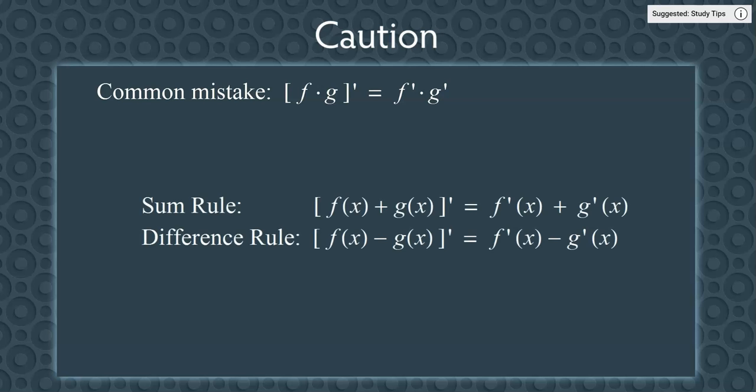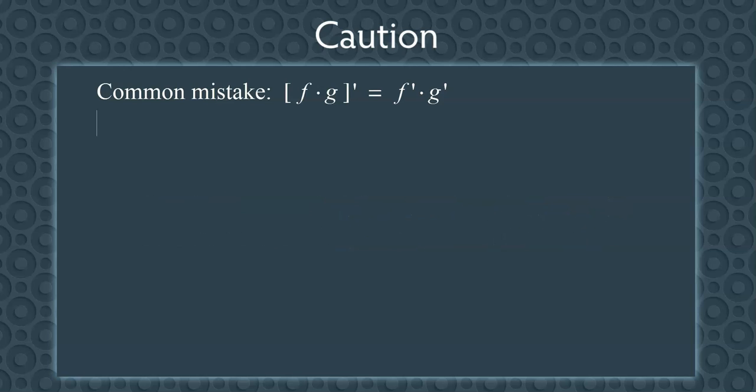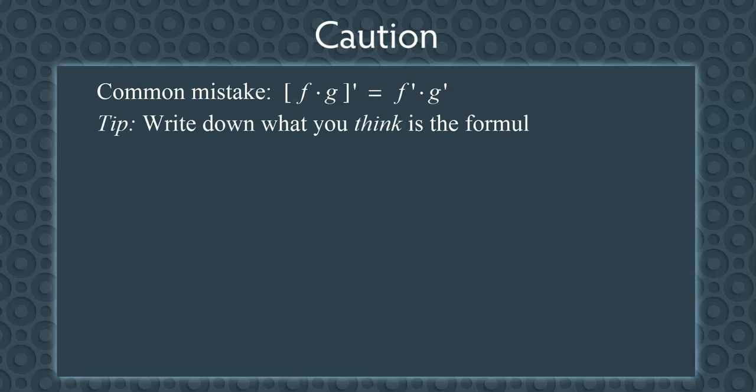After all, the derivative of a sum is the sum of the derivatives, and the derivative of a difference is the difference of the derivatives. So you might think that the derivative of a product is the product of the derivatives, but this pattern doesn't hold. So how do you avoid making this mistake? Here's how. Write down what you think the formula is, then test it. And to test it, just pick two simple polynomials and try it out.